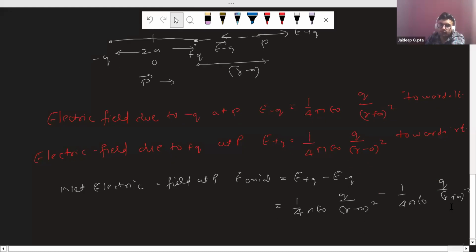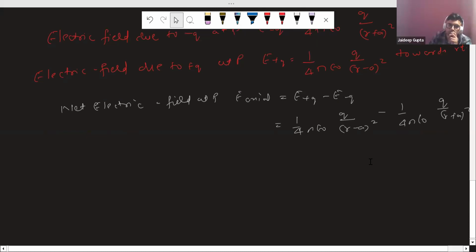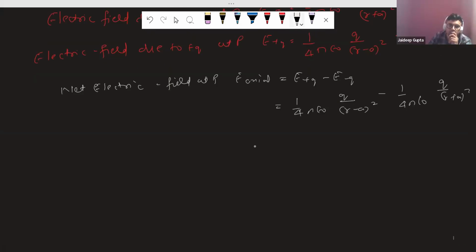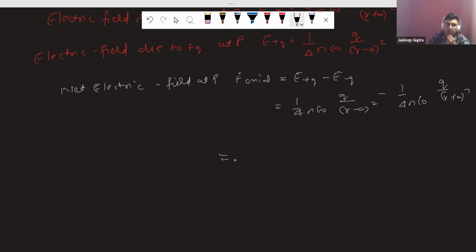Iram, could you let me know the net direction? What is the net direction, towards right or left? If I subtract the electric field, what would be the net direction of the electric field at point P, right or left, Iram? The electric field due to the positive charge is bigger. So hence the direction of the electric field will be towards right.